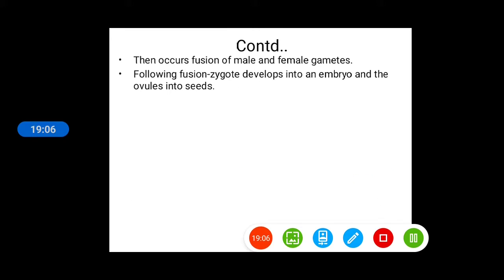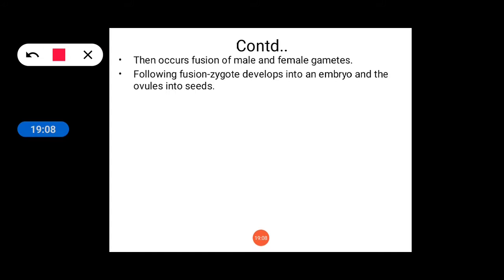This is the last slide. Then occurs fusion of male and female gametes. As the male and the female gametes come in contact, they fuse to form a zygote. After fusion, the zygote develops into an embryo, and the ovules develop into seeds.